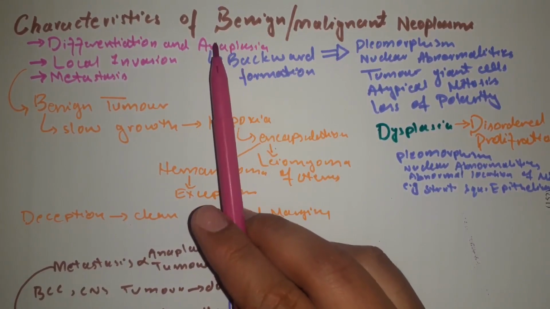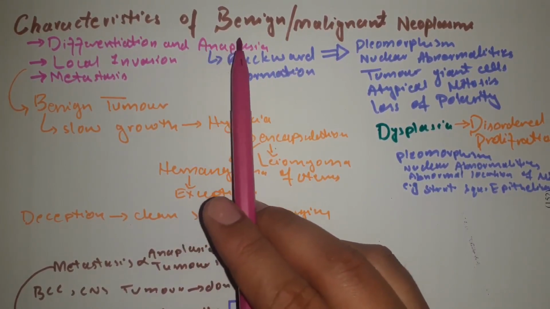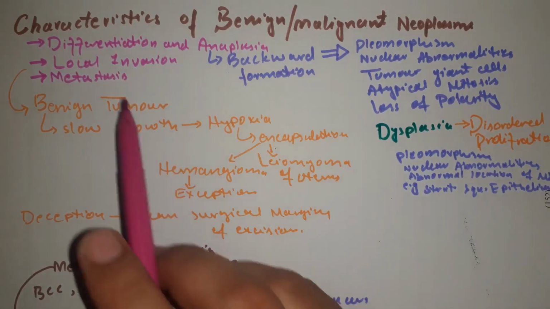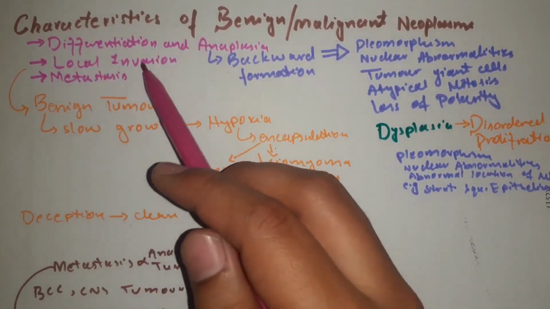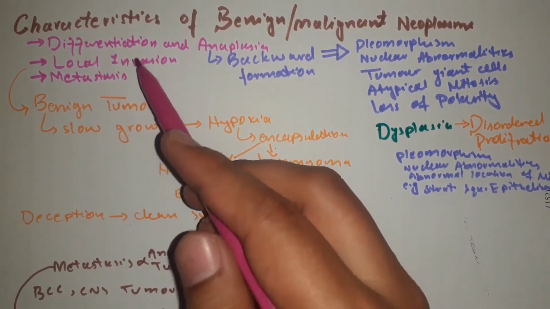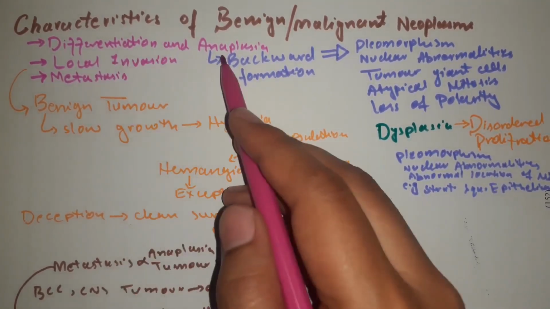So the basic three properties which differentiate benign and malignant neoplasms are differentiation and anaplasia, local invasion, and metastasis. We are going to discuss them one by one. So first of all, we move toward differentiation and anaplasia.